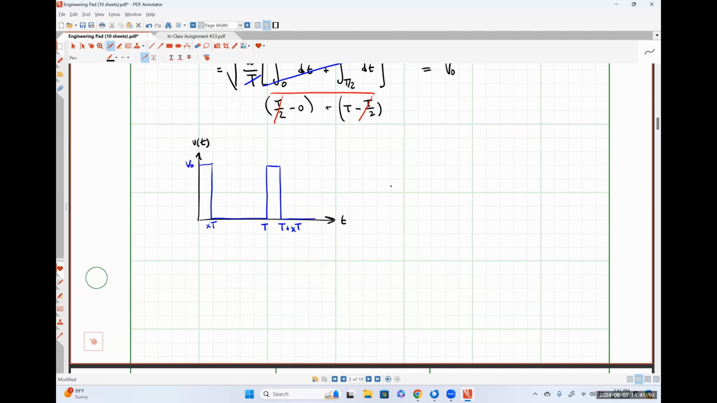So as a piecewise function, our voltage waveform looks like V naught over the interval from 0 less than lowercase t less than x times capital T. And it looks like 0 volts for the interval x times capital T less than t less than capital T.